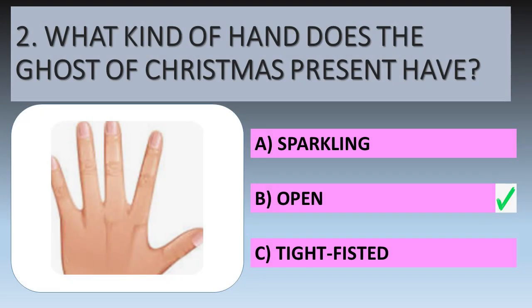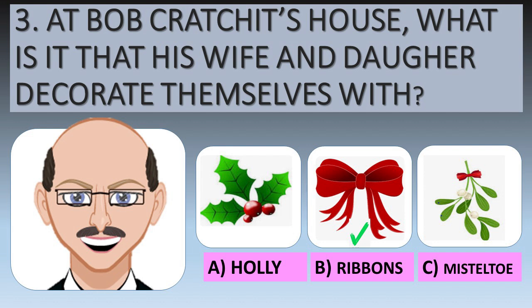Question number 2, what kind of hand does the ghost of Christmas Present have? Well, he's got a sparkling eye, and Scrooge was a tight-fisted hand at the grindstone, as described in Stave 1. This ghost has an open hand to symbolise his generosity and draw a contrast to the descriptions of Scrooge in Stave 1.